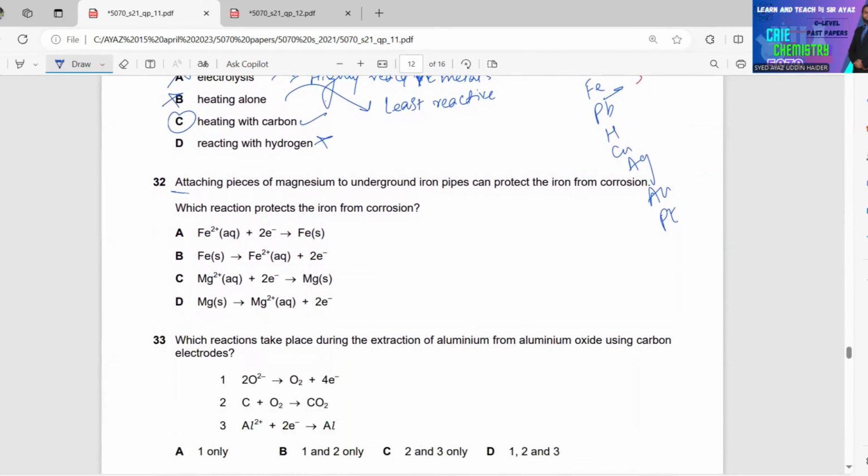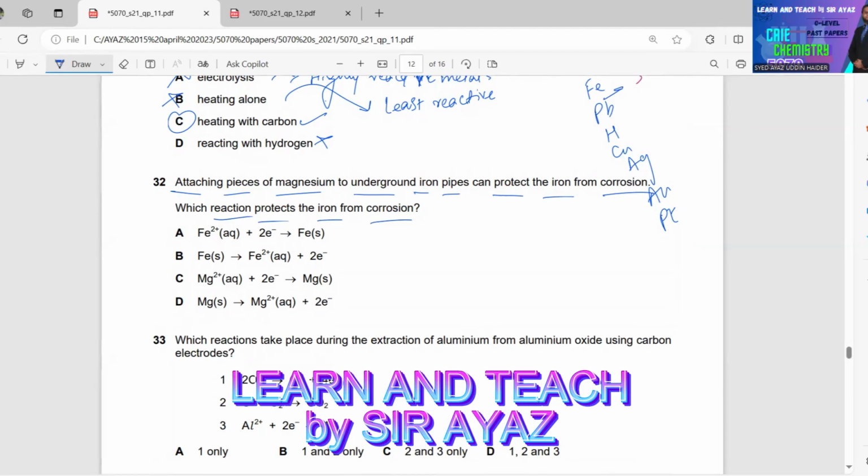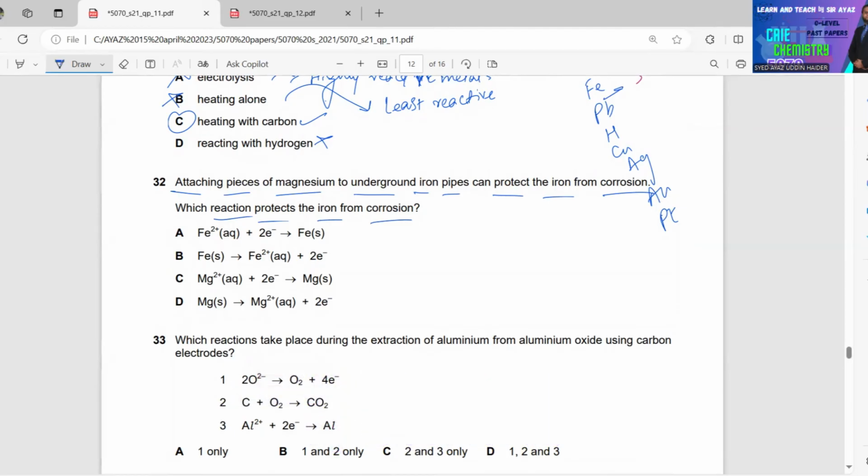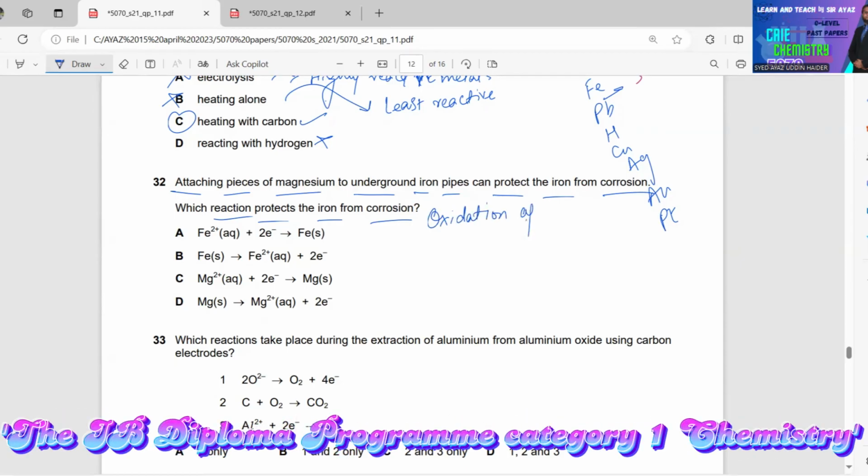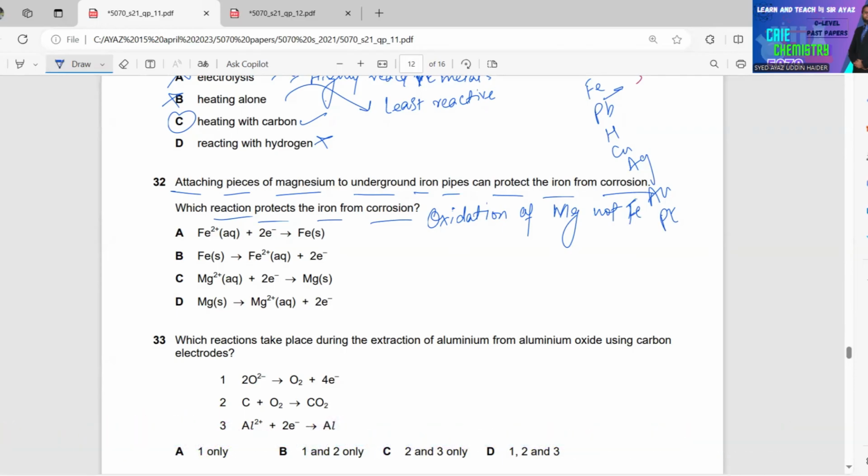Number 32. Attaching pieces of magnesium to underground iron pipes can protect the iron from corrosion. Which reaction protects the iron from corrosion? Now, which reaction? The reaction must be showing the oxidation of magnesium, Mg, not iron, Fe. So the only equation which I can see which shows this is D here. All the other choices are incorrect.